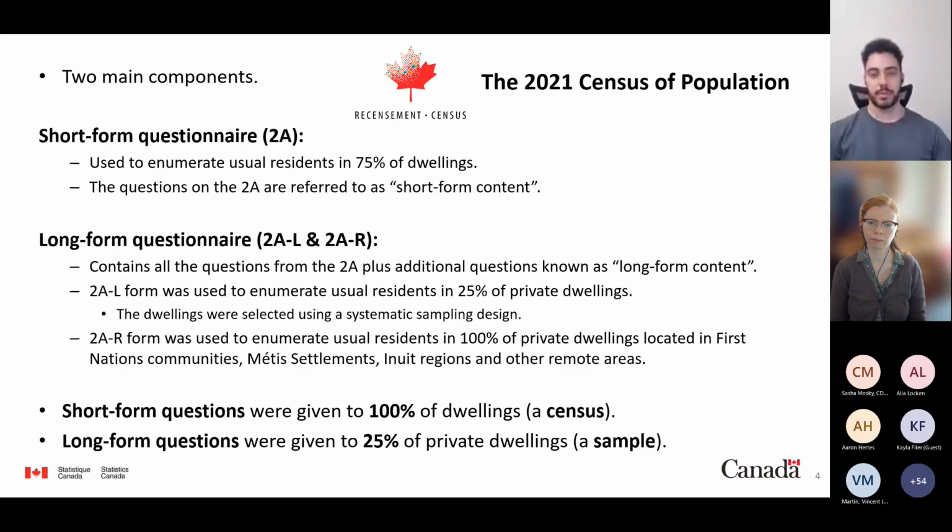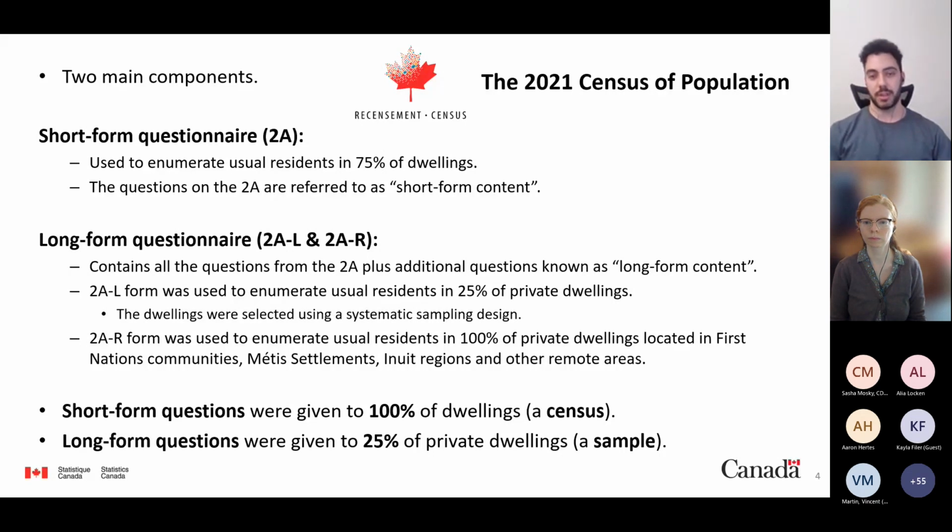So the 2021 census has two main components, that being a short form questionnaire and a long form questionnaire. The short form questionnaire is known as the 2A, and this is given to 75% of dwellings in the country. The questions on the short form 2A will be referred to as short form content throughout this presentation. The long form questionnaire has two different types, the 2AL and the 2AR. Both of these questionnaires contain all of the questions from the 2A, plus additional questions, and these will be referred to as long form content.